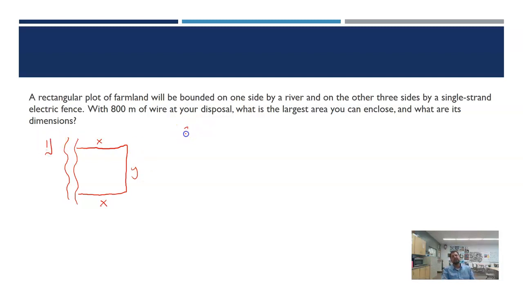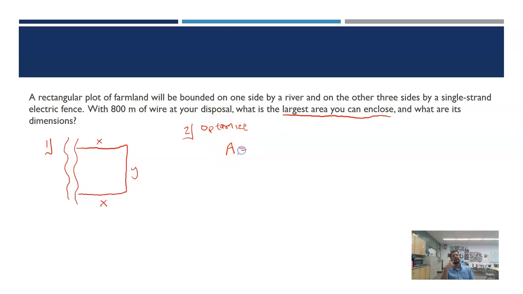Now, step number 2, we've got to come up with our 2 equations. The first equation is going to be our optimization equation. What is it that we are trying to optimize? In this case, I want to know what the largest area that I can enclose is. That's what I'm trying to maximize, the area.